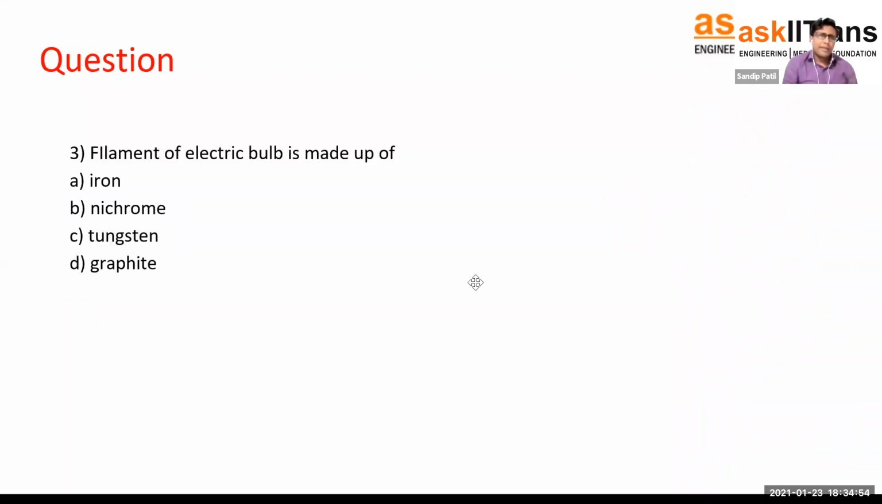Next, filament. Filament of an electric bulb is made up of... I told you this word is very important, right? It is made up of tungsten. Why tungsten? Because tungsten has a very high melting point. It does not easily melt, so it will require a lot of temperature to melt. Obviously, when current is passing, it is producing heat and light, so it should not melt. Therefore, we are going to use tungsten there.